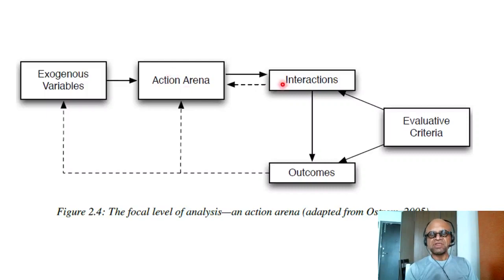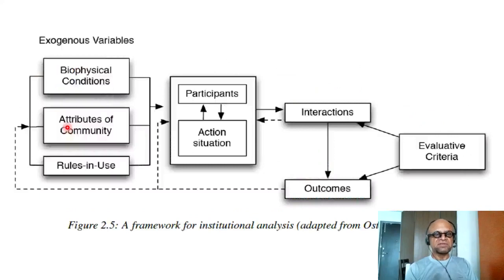And the action arena then sets up the interactions between the players, the stakeholders, the actors, the agents, whatever is the situation, and it is meant to bring out an outcome. It could be just a dinner, the social get-together, or a classroom where you learn and you take exams. So there are evaluative criteria that are set that define interactions and also determine outcomes, and they can have a feedback to the action arena and the exogenous variables.